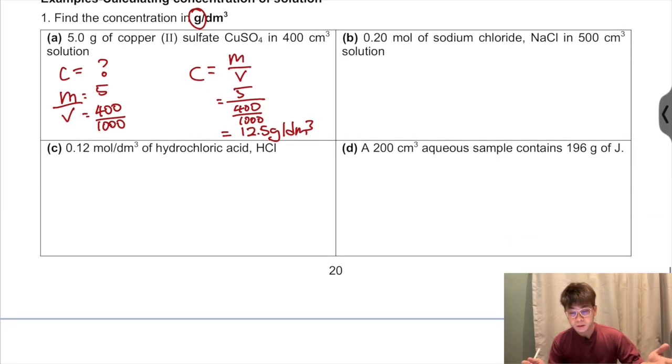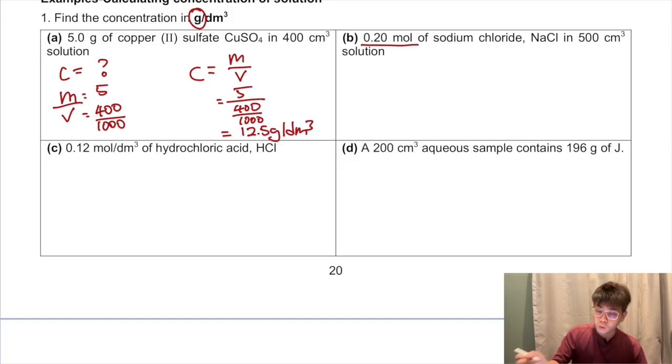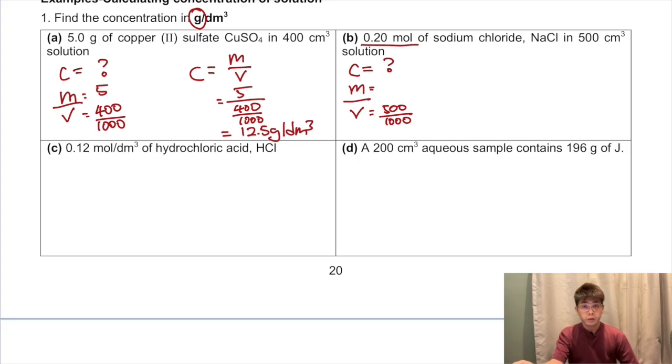Okay, let's try the next one. We have 0.2 moles of sodium chloride, and now I want to calculate in grams per dm cube. So it's C equals M over V, M being mass. Now there's a bit of an issue. I have a question mark for concentration, I don't have mass, and I have volume, which is 500 divided by 1000. I don't have mass, but I know the number of moles of sodium chloride, so I need to convert moles to mass.